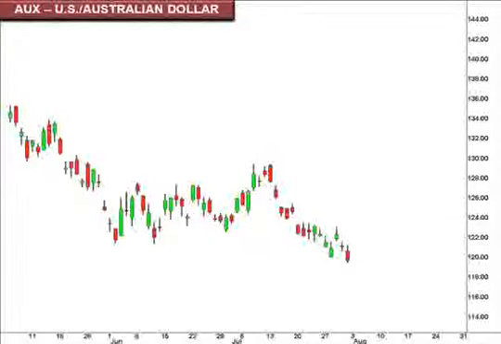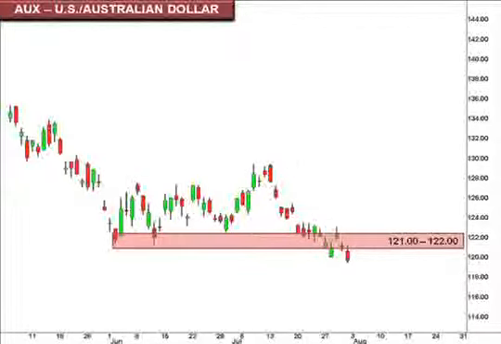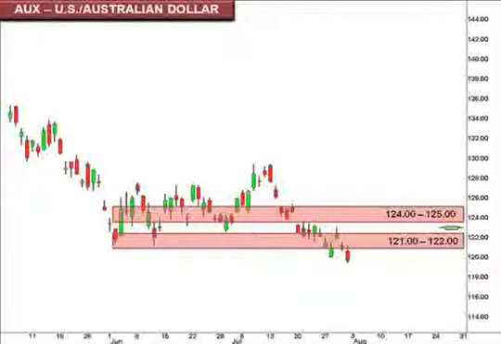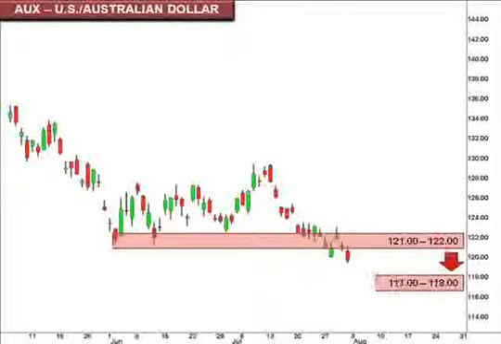Another common continuation pattern can be observed in the AUX as the US dollar continues to weaken against the Australian dollar. The bearish flag formation appears to be confirmed as the pair value extends its downward trend beyond the 121-122 focal zone. While it is not unrealistic to expect a retracement into the 124-125 range, the AUX does appear to be on its way to testing support within the 117-118 box.